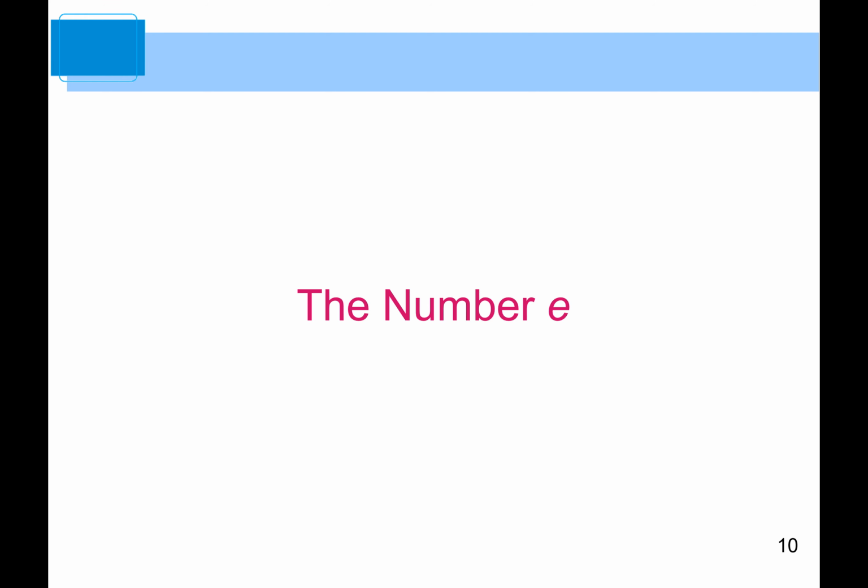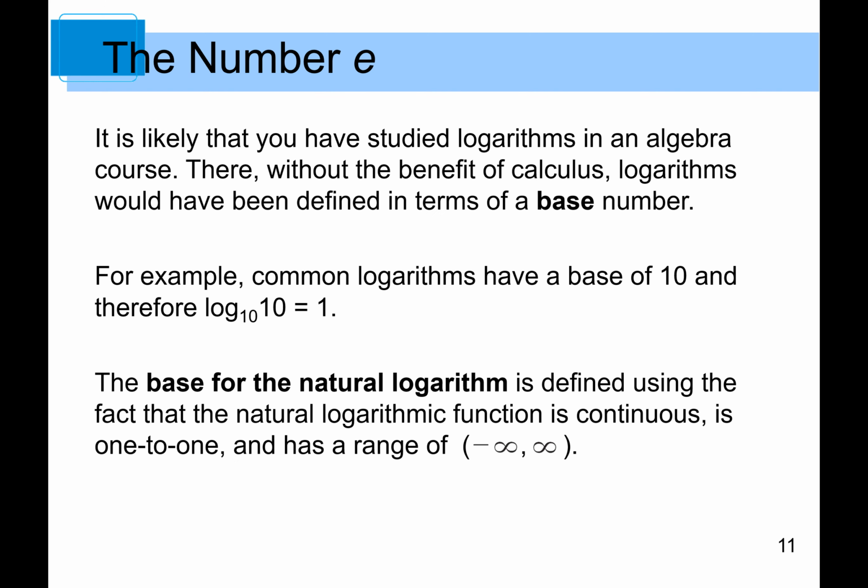The number e, what we call the Euler number, e is approximately equal to 2.718. And e is, for the natural logarithm function, what we call the base. This is the base. E, the base.